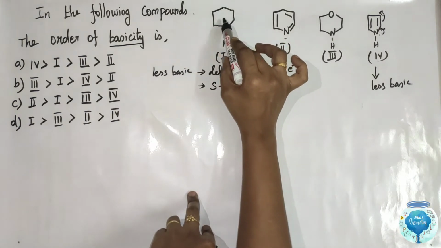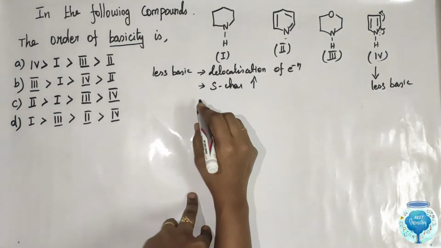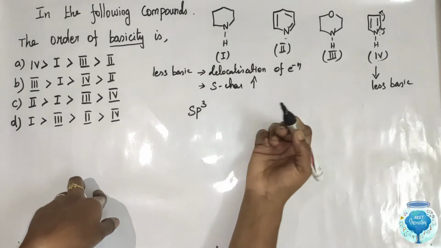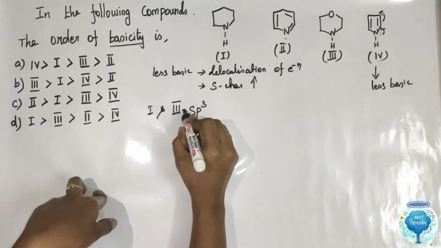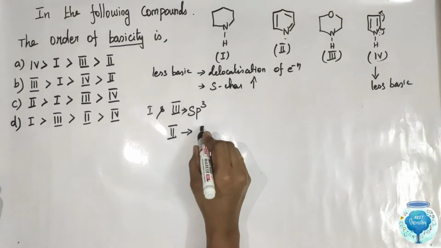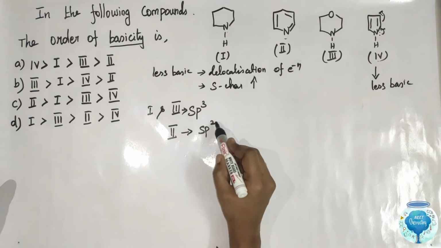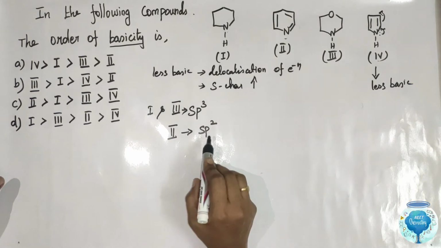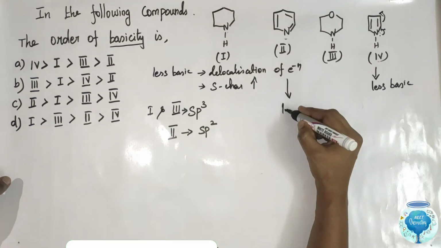This is a cyclo compound. This also is a cyclo compound. So the cyclo compounds have sp3 hybridization. Compound 1 and compound 3 have sp3 hybridization. Compound 2 has sp2 hybridization. So compound 2 has high S character, so it is less basic in nature.